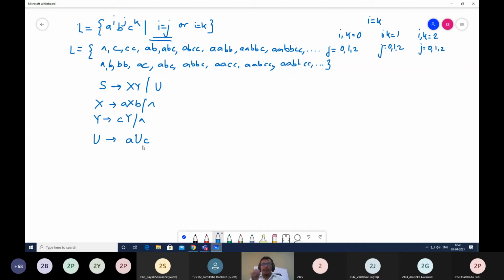Now, once all my A's and C's are balanced, I may have some B's in between. To get that in-between pattern, I shift this U to another non-terminal, suppose capital B. And this capital B will now give me all possible combinations of B. So in my string, I'll first have A and C on the outside, and then B.